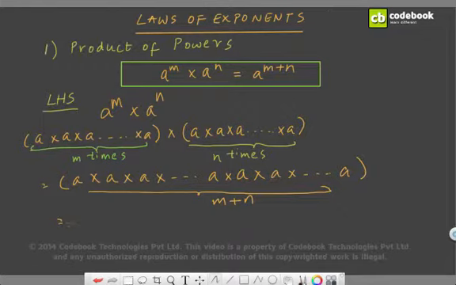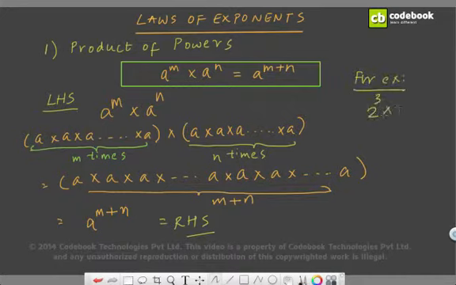As we have seen in the previous lesson, any real number multiplied by itself n number of times could be expressed in the form of a raised power n. Here the number a is multiplied by itself m plus n times, so we can represent that as a raised to the power m plus n, which is your RHS. So for example, 2 raised power 3 multiplied by 2 raised power 2 is equal to 2 raised power 3 plus 2, which is 2 raised power 5.